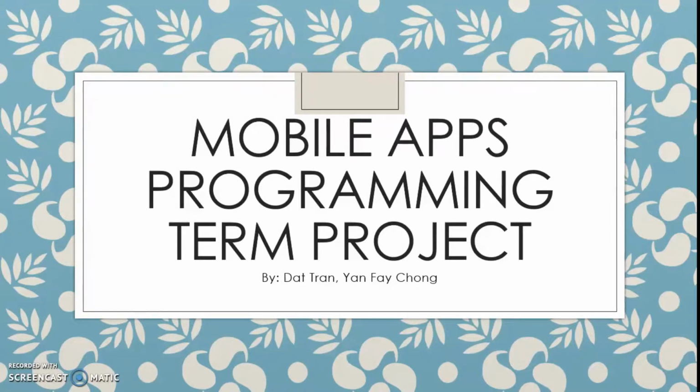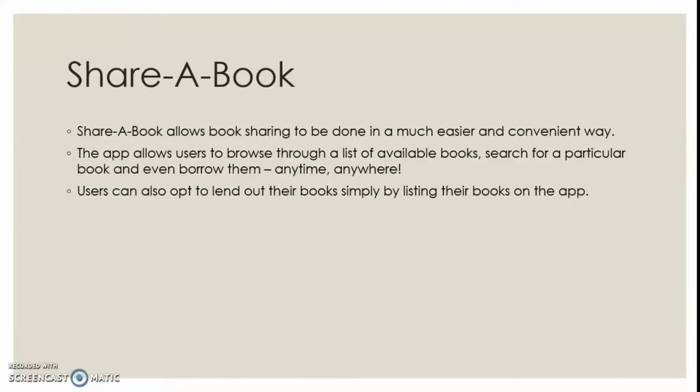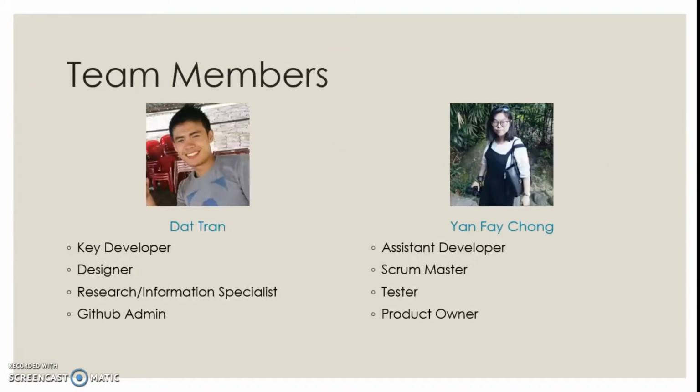This is our mobile app's programming term project, and our app is called ShareBook. ShareBook allows book sharing to be done in a much easier and convenient way, where it allows users to browse through a list of available books, search for a particular book, and even borrow them anytime, anywhere. Users can also opt to lend out their books simply by listing the books on the app.